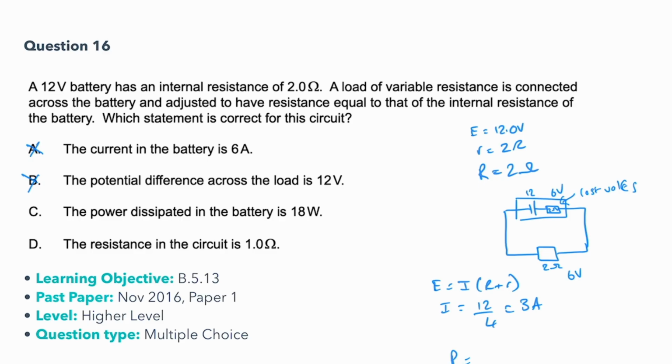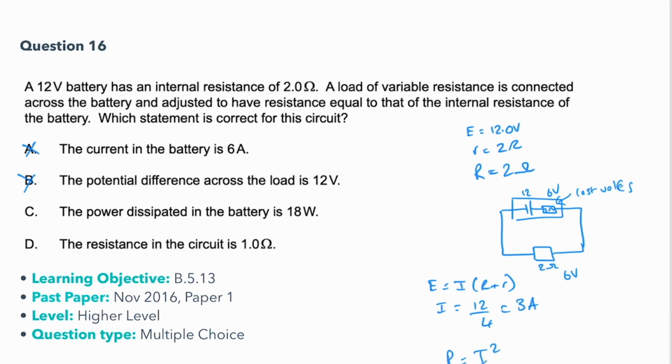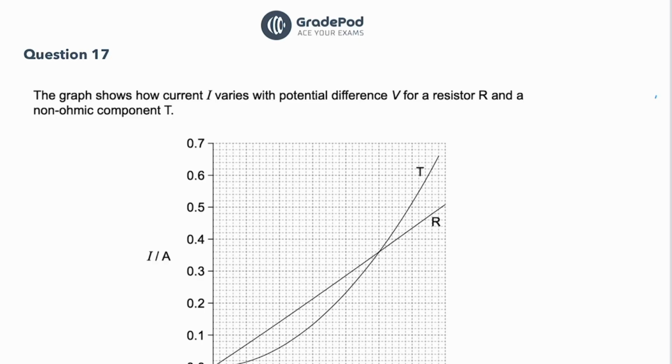The power dissipated in the battery is 18 watts. Well, P equals I squared r. The current going through the battery is 3 amps, so I squared is 9, times r, which is 2. So we've got 9 times 2, which is 18. I believe that to be correct, but let's just check the last one. The resistance in the circuit is 1 ohm. Well, no, the resistance in the circuit is not 1 ohm. The resistance in the circuit is 4 ohms. Answer C.